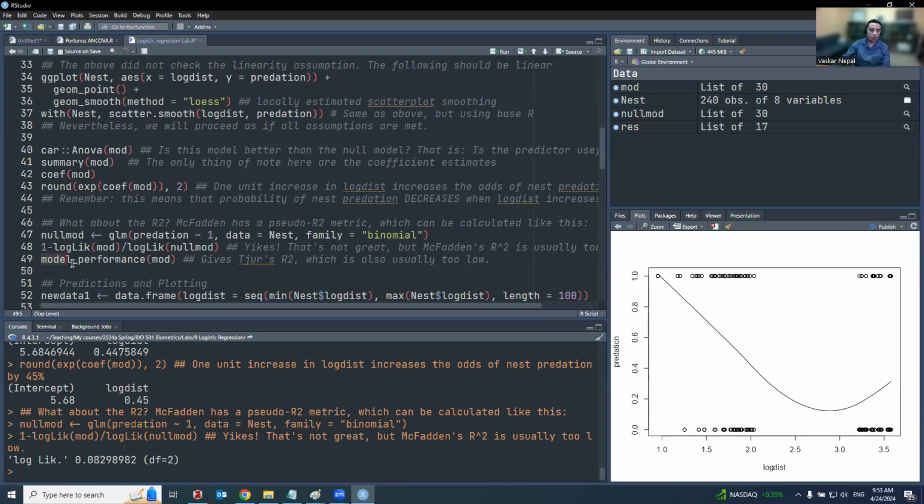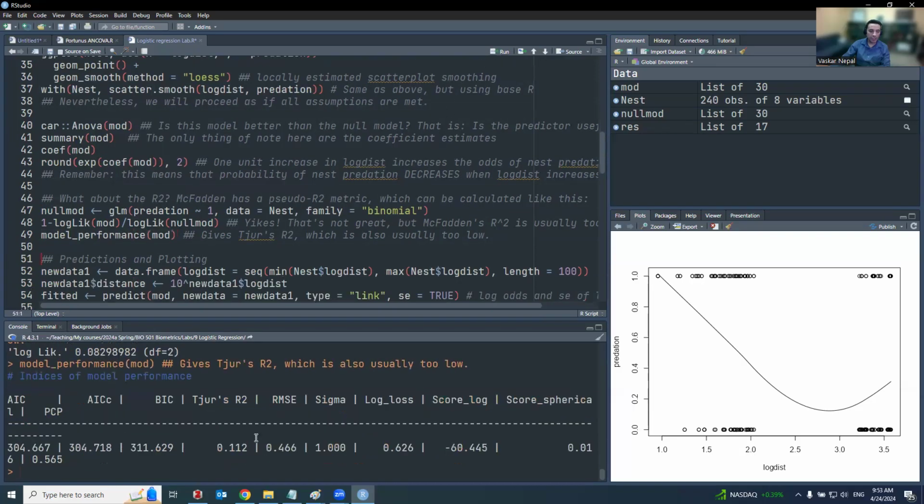The function model_performance from the package performance also gives us another type of R-squared called Tjur's R-squared, which in this case is 0.112. Tjur's R-squared is 0.112. Now, this says that 11% of the variance is explained by the model. Again, Tjur's R-squared is also often biased low, so usually not very interesting. And all these values about AIC, AICc, and BIC are not very informative for us right now because they are only useful when we are comparing 2 or more models. Right now, we are only comparing 1 model.